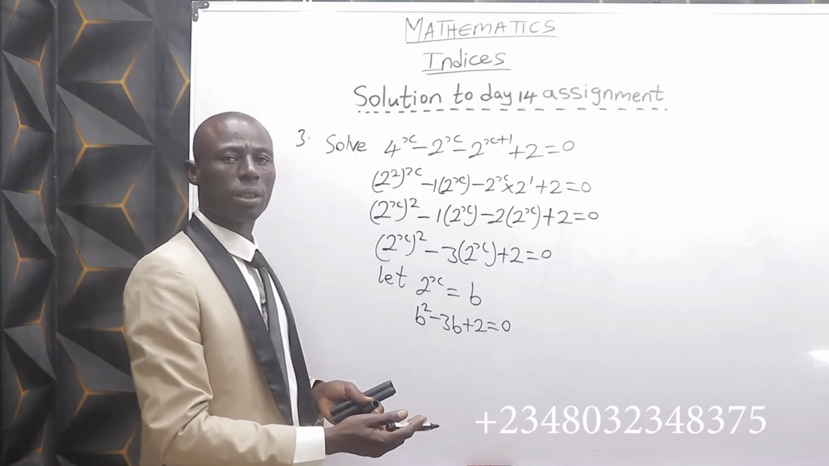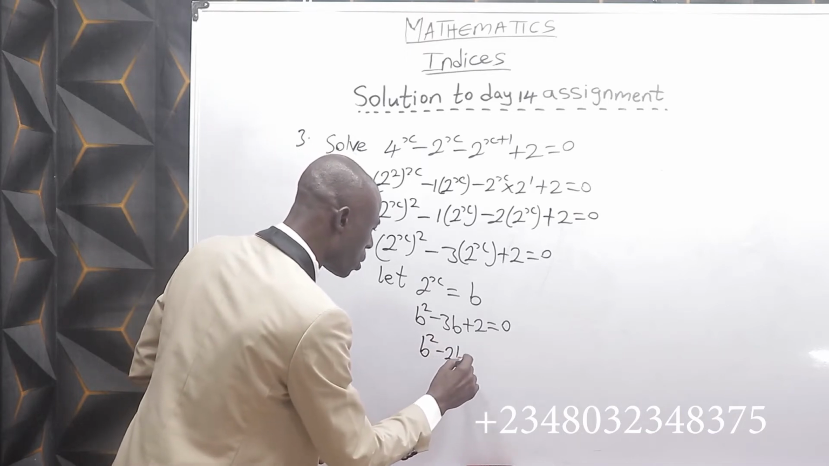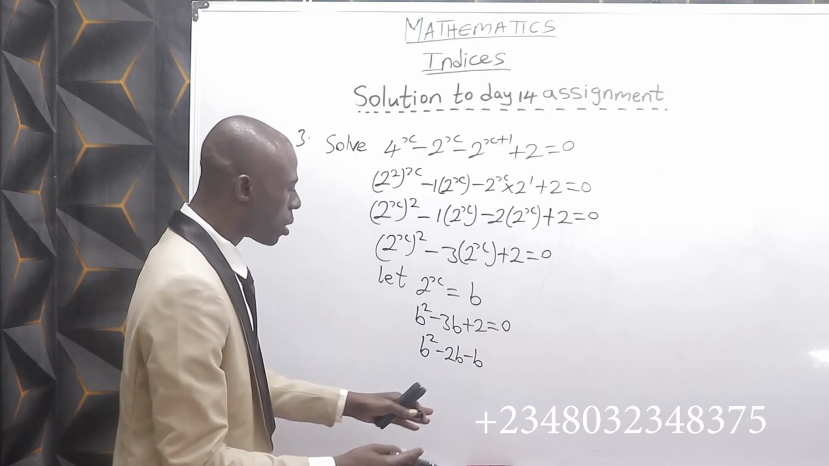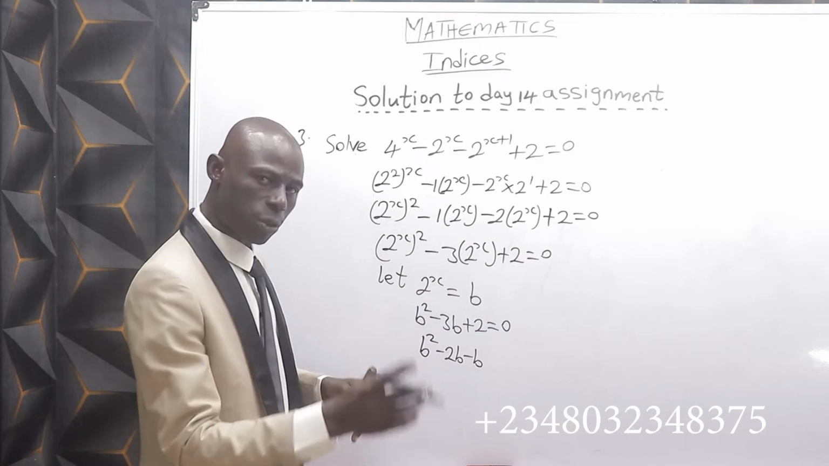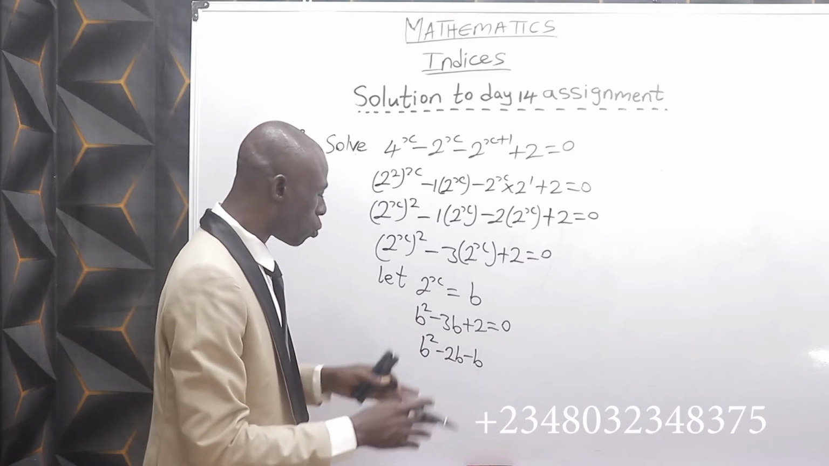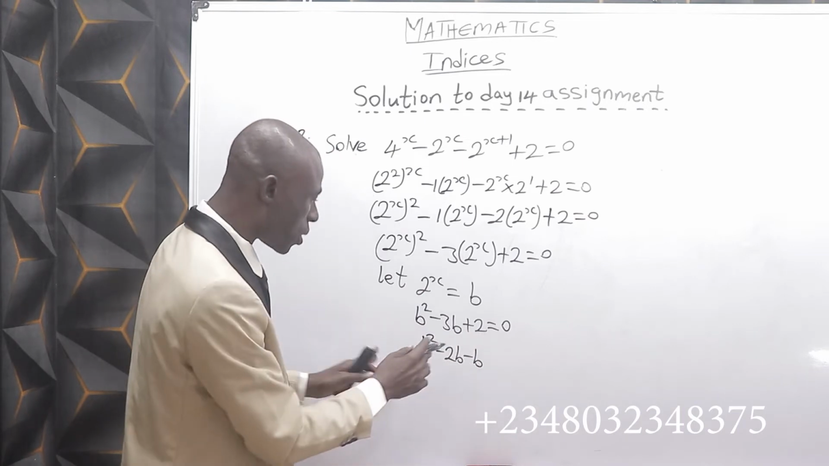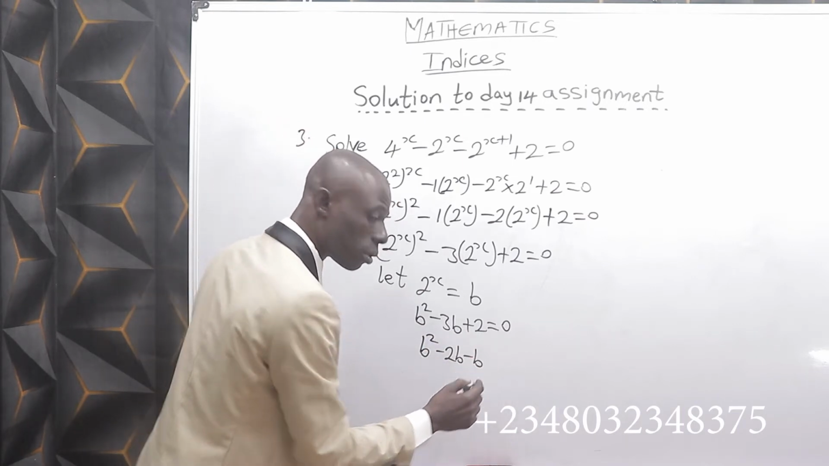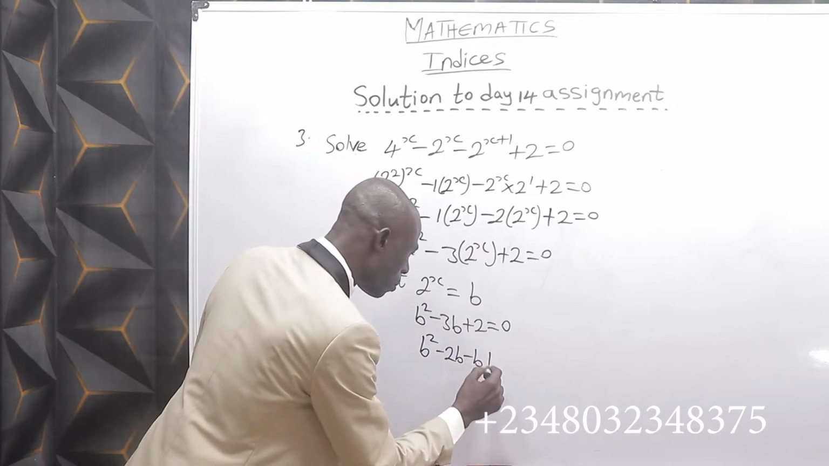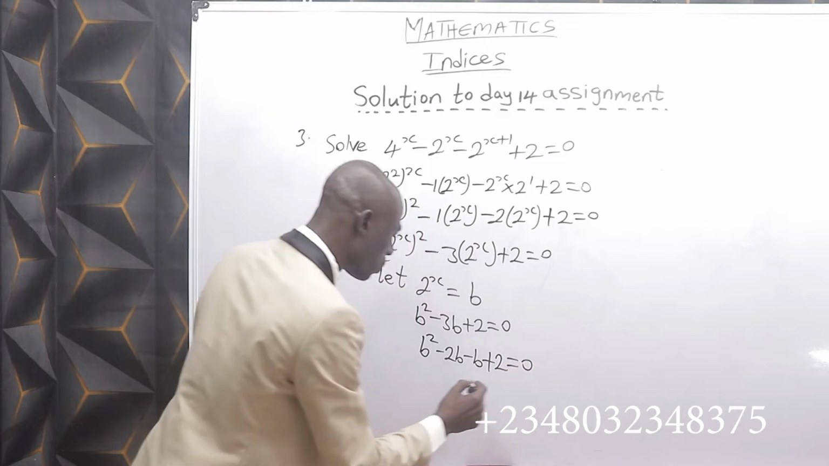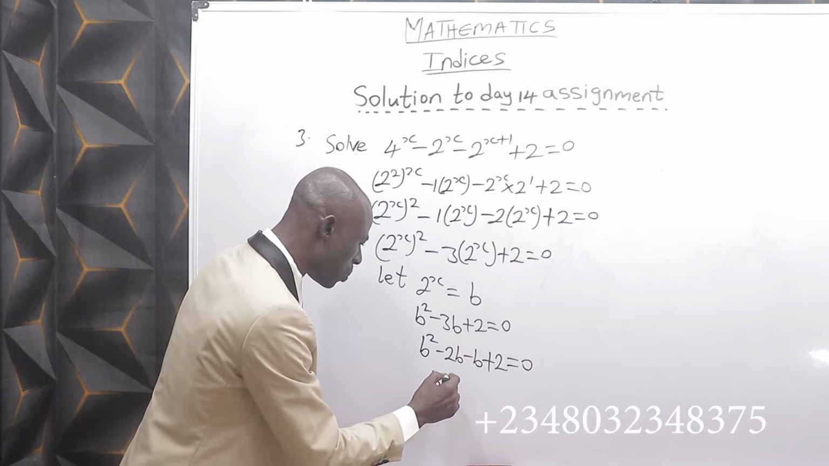Solve the quadratic equation. B raised to the power 2 minus 2B minus B. Minus 2B minus B gives you minus 3B. Minus 2B times minus B gives you positive 2B squared, which is the product of the first term and the last term here. That means we are okay with the factorization. After all, I've taught you that. I'm only referring to it. Plus 2 equals 0. So between these first two terms, factorize B out.